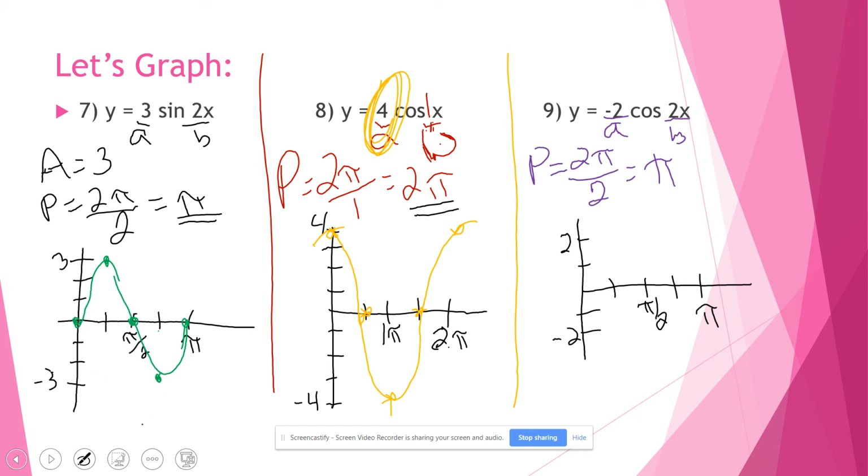And I'm graphing. Now remember, this is where we start our A. Cosine starts at A. So cosine here is starting at negative 2, 0, 2, 0, negative 2. That's a reflection.